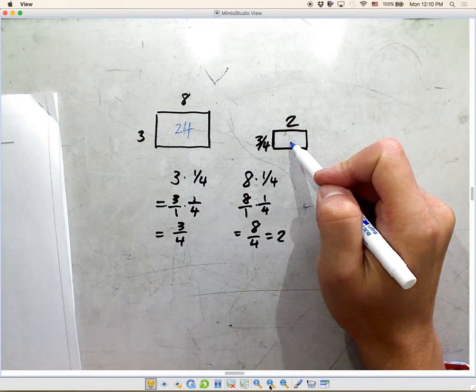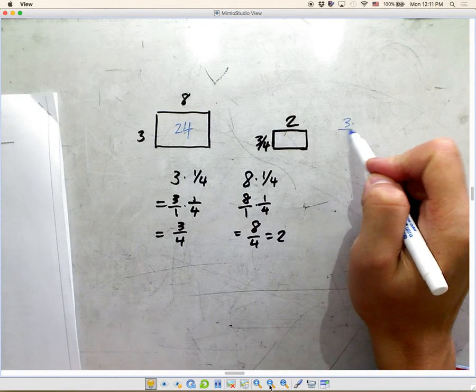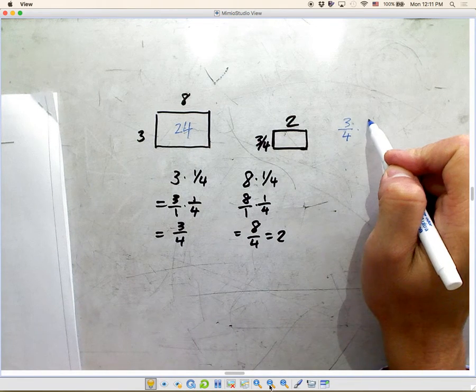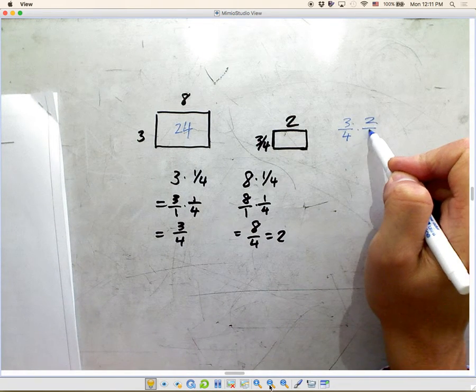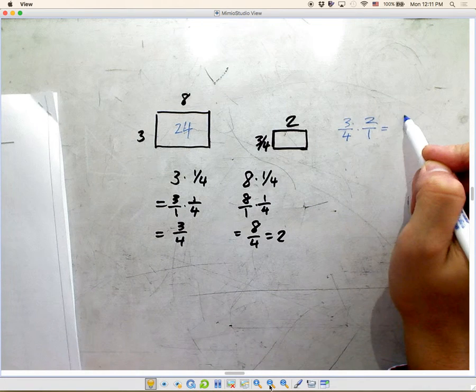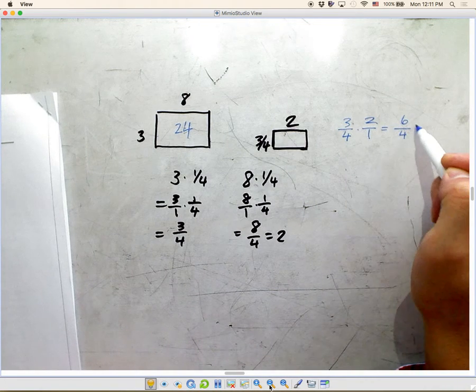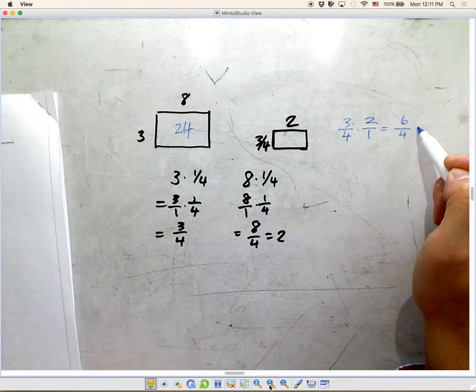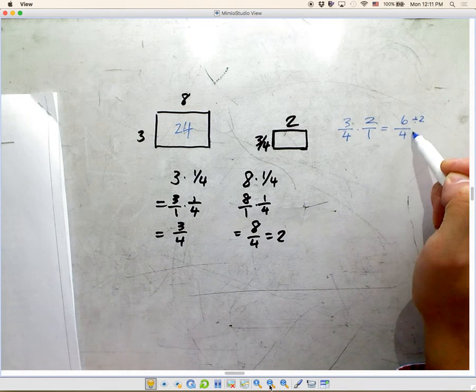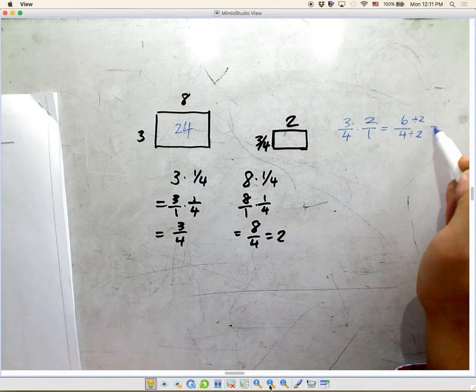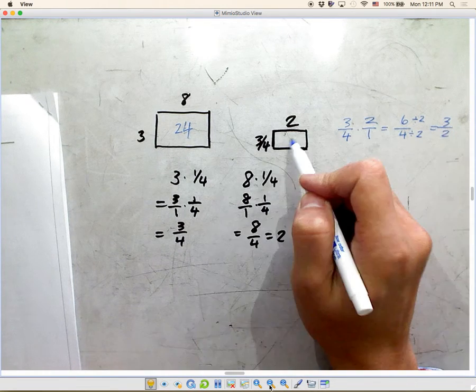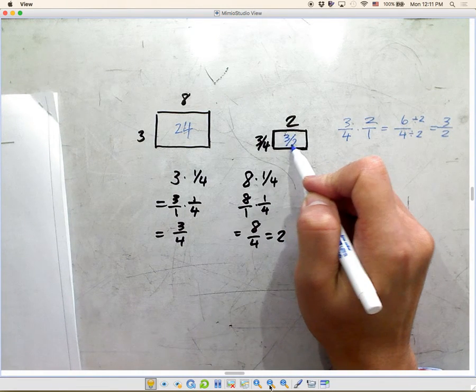Area of the smaller rectangle will be 3/4 by 2, which is 2/1, right? That's going to be 6/4. Since 6 and 4 are multiples of 2, we can divide both numbers by 2. That's going to give you 3/2. So the area is 3/2, right?